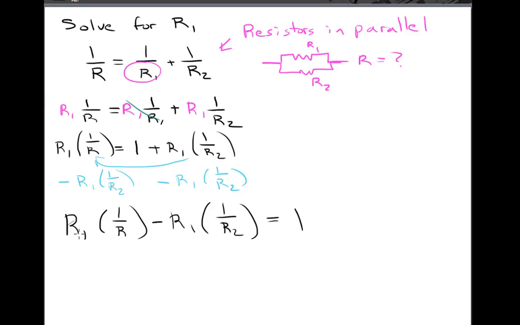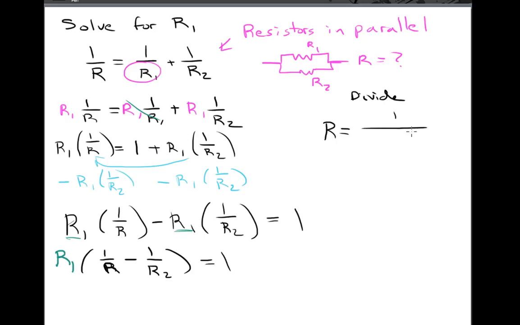But since we've got an R1 in both of these, we're going to factor out that R1. So it'll be R1 times 1 over R. Sorry, my tablet's acting up. Can't quite write precisely. Minus 1 over R squared, and that's equal to 1. So let's divide. And we get R1 is equal to 1 over 1 over R minus 1 over R squared.